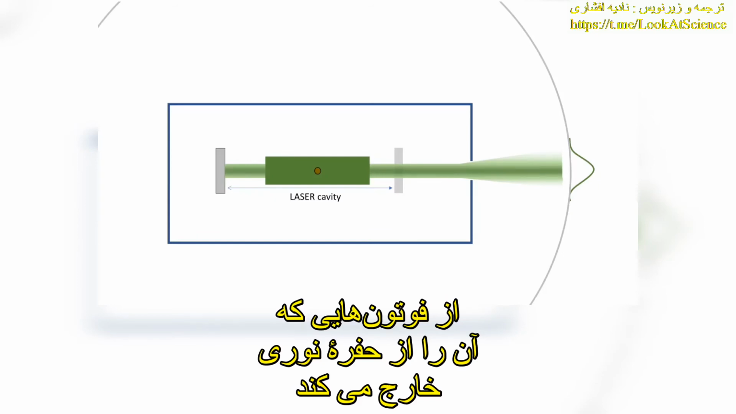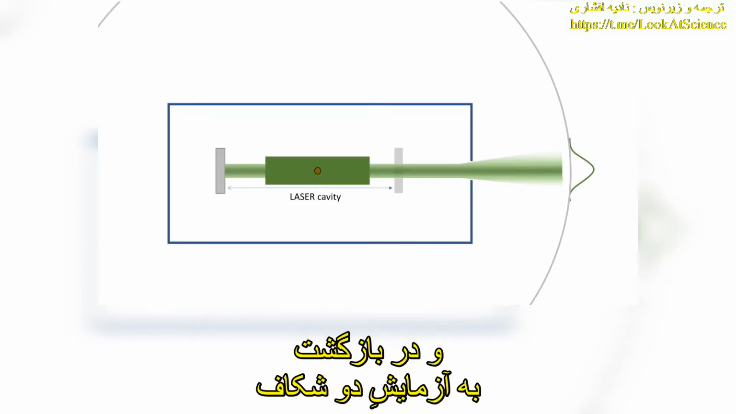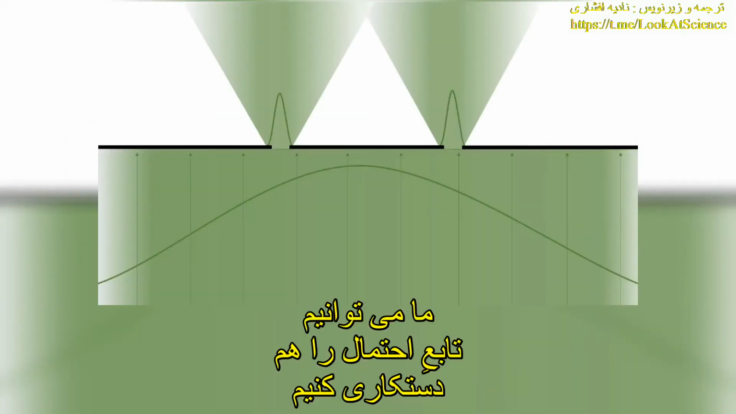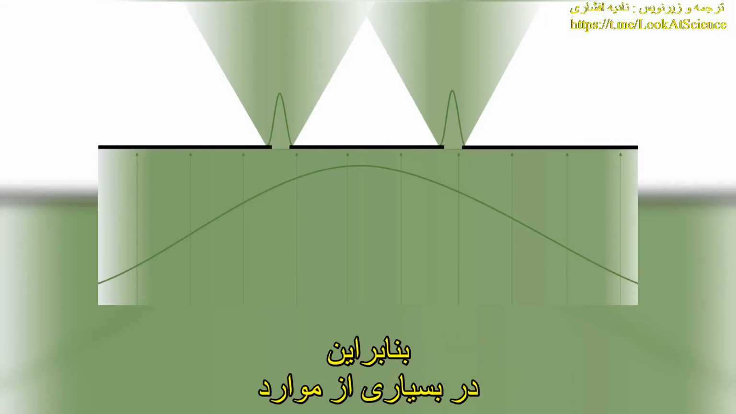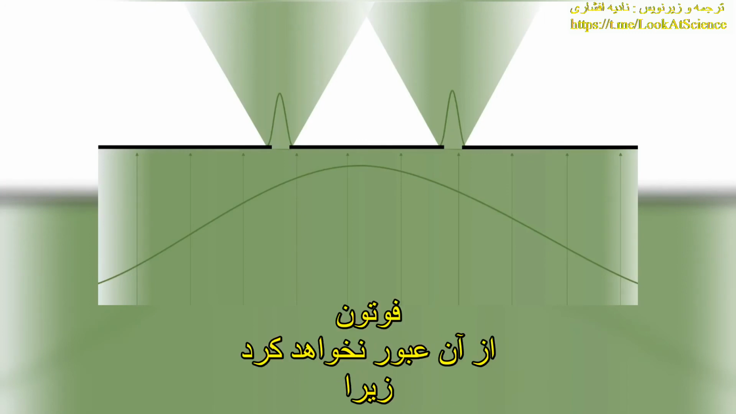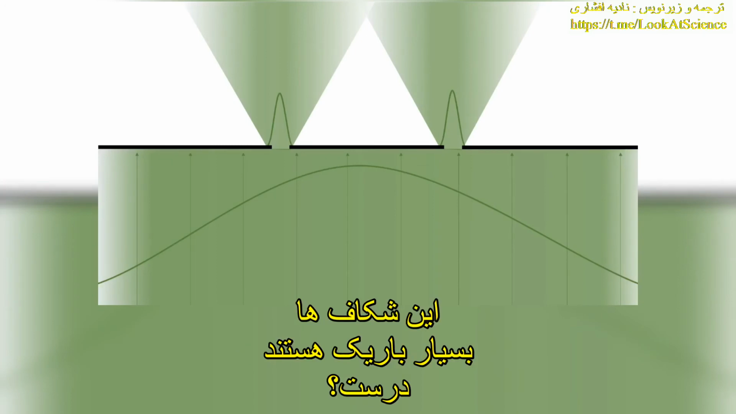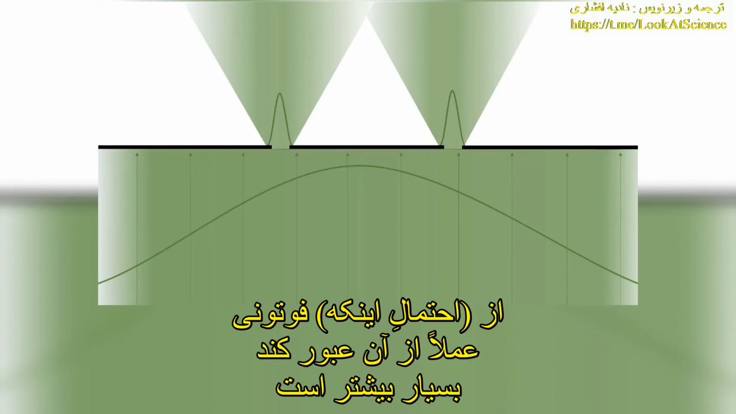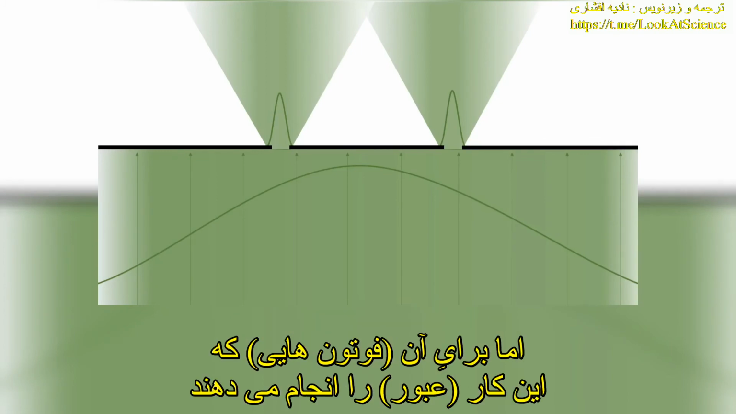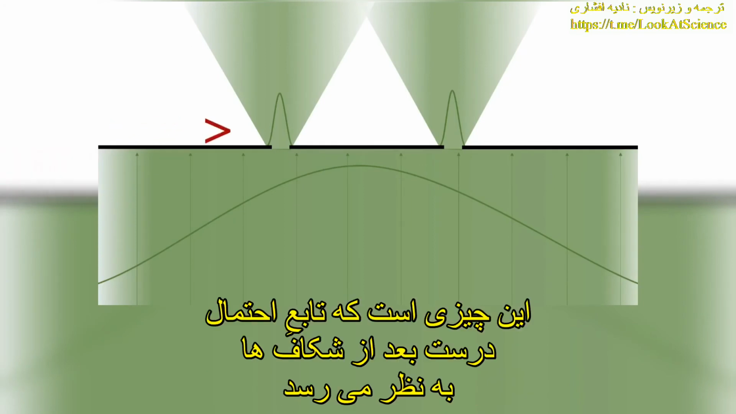of the optical cavity. And to get back to the double slit experiment, we can also manipulate the probability function by presenting two narrow slits to a photon. So in many instances, the photon won't make it through because these slits are very narrow, right? So the probability of absorption or reflection by the mask is much higher than a photon actually making it through. But for those who do, this is what the probability function looks like right after the slits.